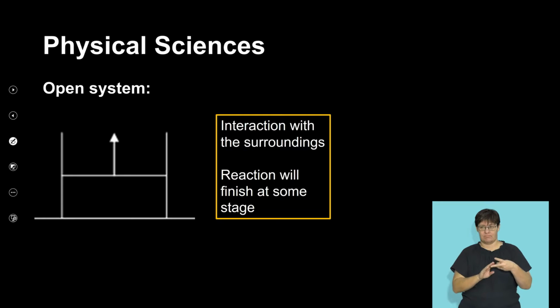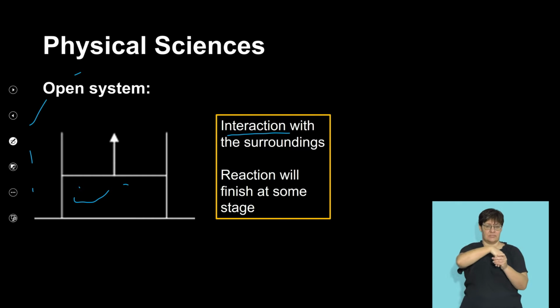If we look at an example, if this is a beaker, or a reaction vessel, where we have our chemicals in, we can see that this is open and it is physically open as well. So there is some interaction with the surroundings. This is the surrounding, anywhere around that vessel, and the reaction at some stage for an open system will finish.